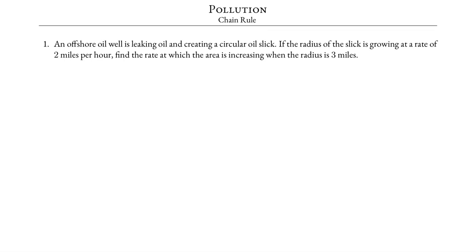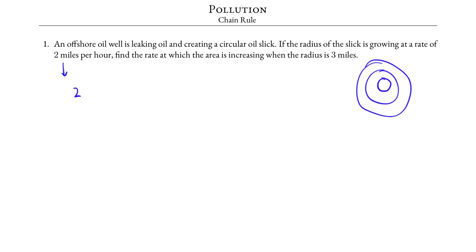An offshore oil well is leaking oil and creating a circular oil slick. If the radius of the slick is growing at the rate of 2 miles per hour, find the rate at which the area is increasing when the radius is 3 miles.